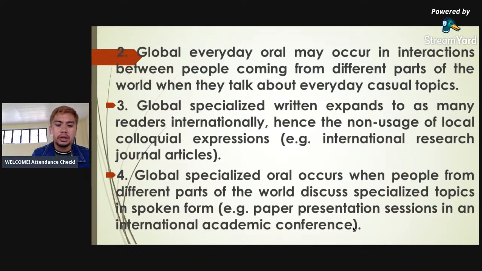And number 4, global specialized oral occurs when people from different parts of the world discuss specialized topics in spoken form, like a paper presentation session in an international academy. So this number 4 is quite formal. It's specialized. Ito yung klase ng communication na usually nangyayari kapag you are presenting, for example, you are Philippines and you are presenting your research in international. So it's way different, no? It's quite formal.